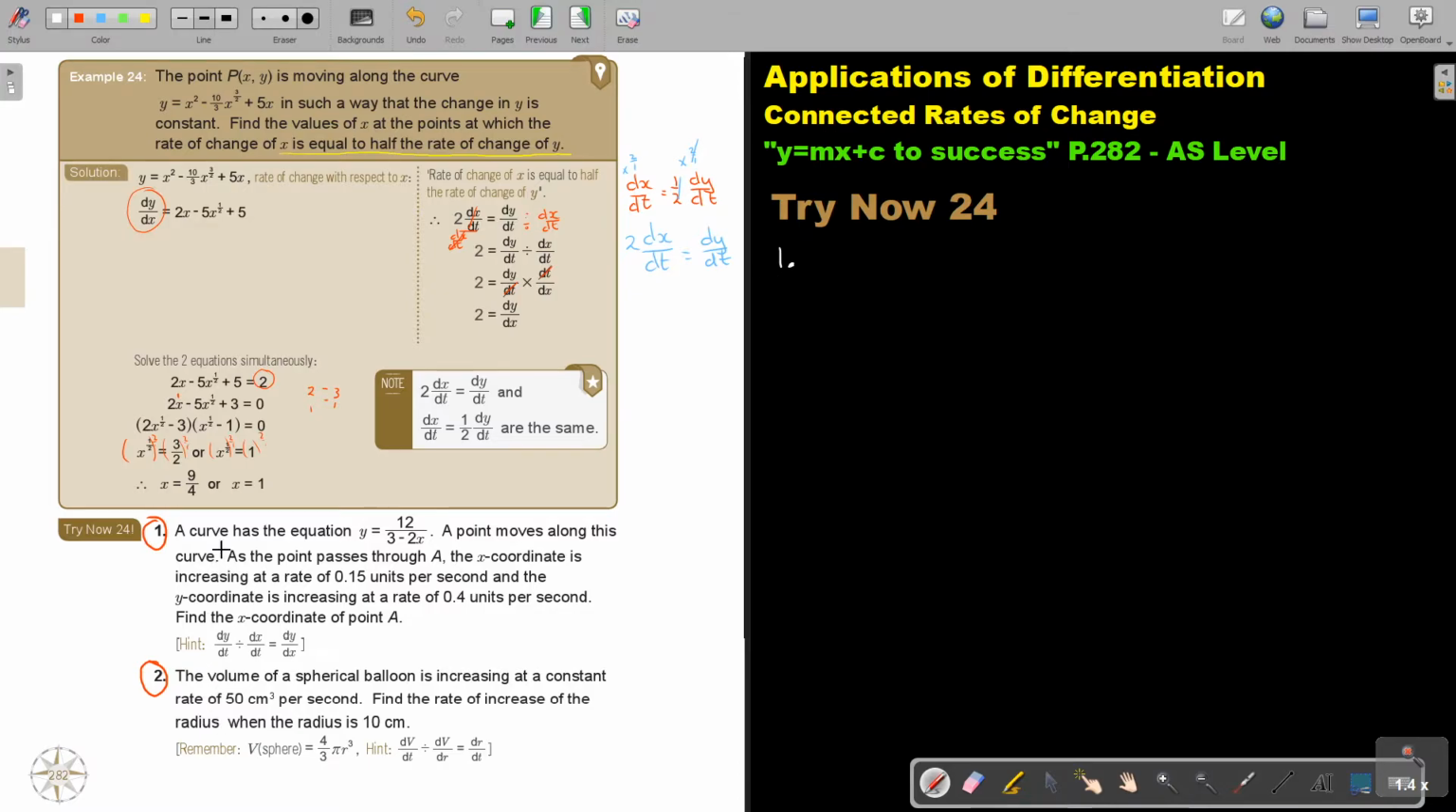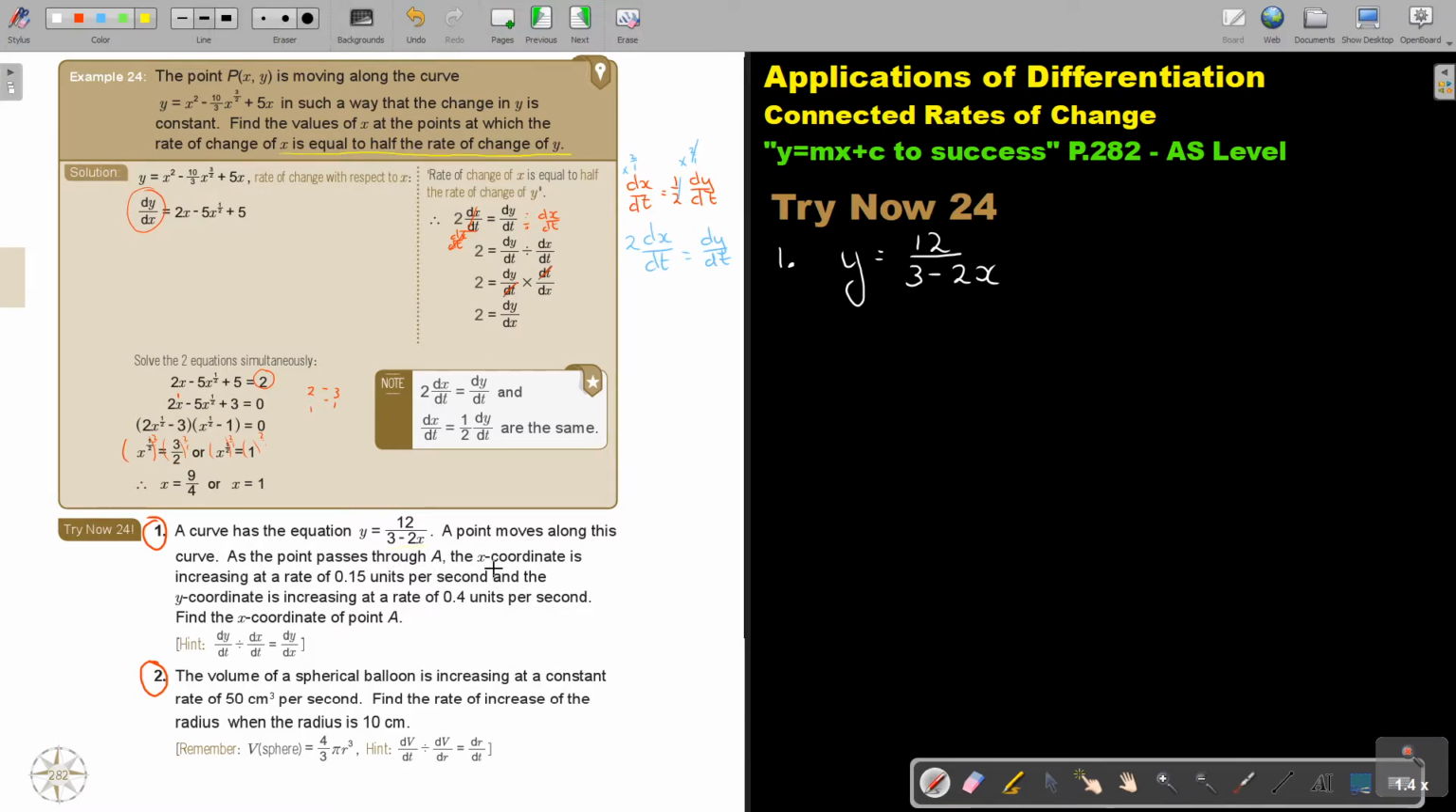Okay. A curve has the equation. Now, what is the equation of the curve? It's going to be y equals 12 over. And again, don't let the differentiation make it difficult. You're going to follow the chain rule. A point moves along this curve. As the point passes, let's just mark the important information. So this is my function.